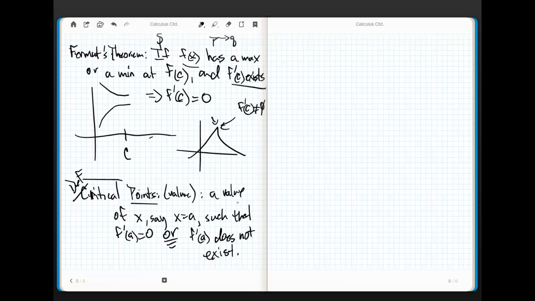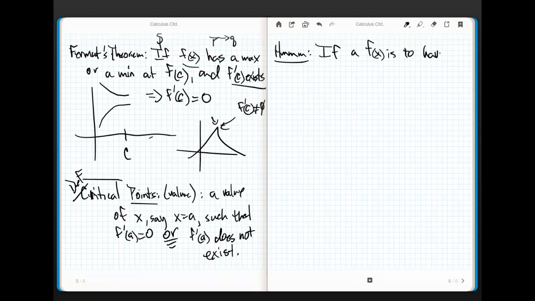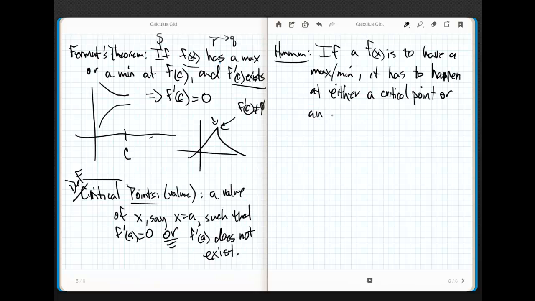Well, because if a function is to have a max or a min, it has to happen at either a critical point, and I'll start labeling these as CPs, but not yet, or an endpoint of a closed interval, right?